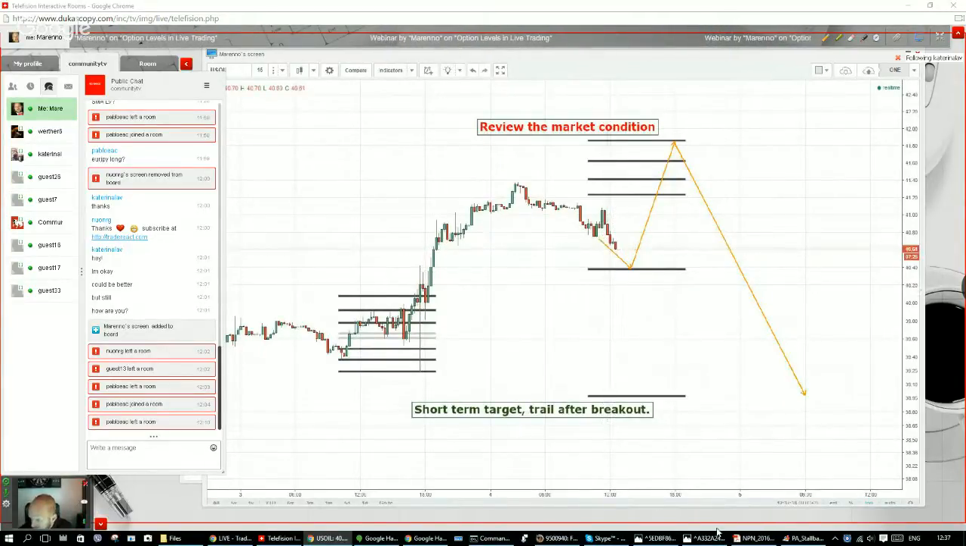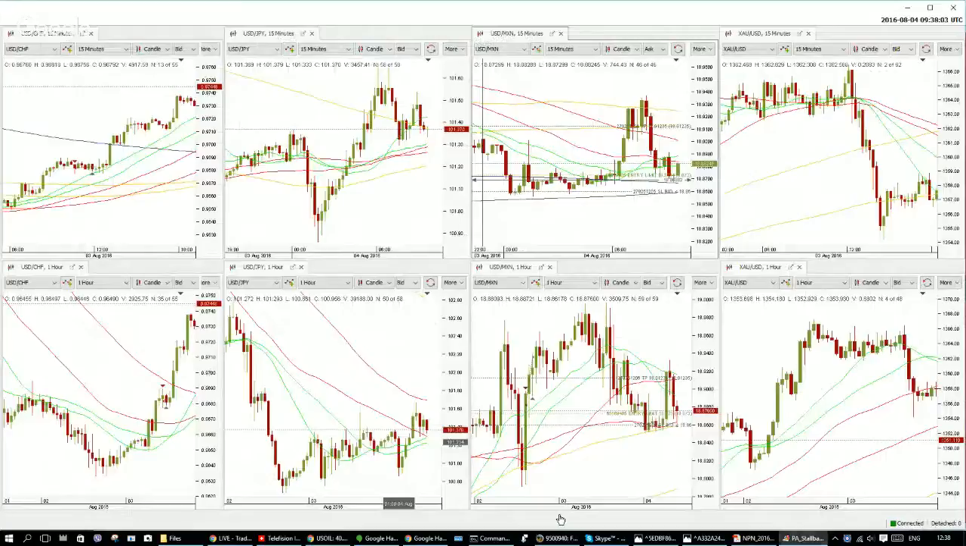The good thing is that, if you remember, I wrote an article about sequential Thomas DeMark indicators, and I will probably write about this combo as well. It does work actually. So this is what it is.